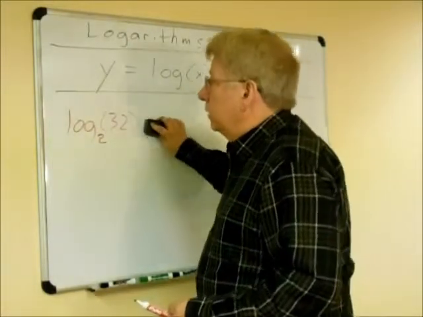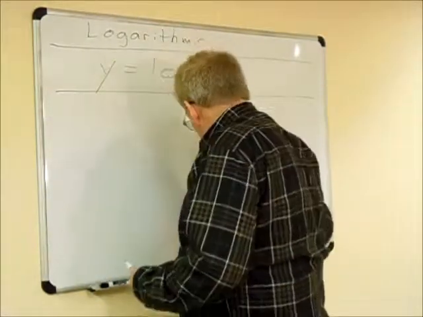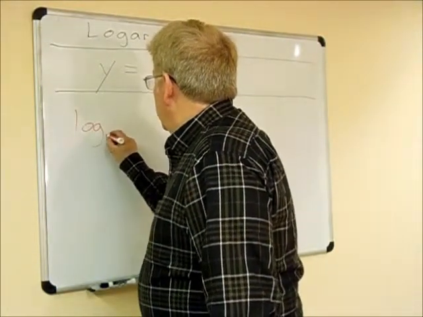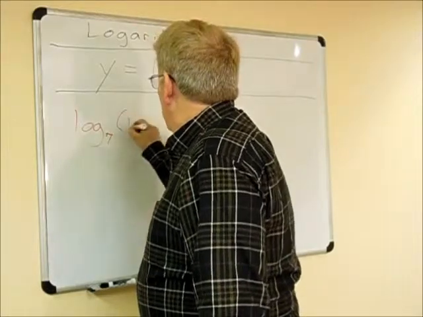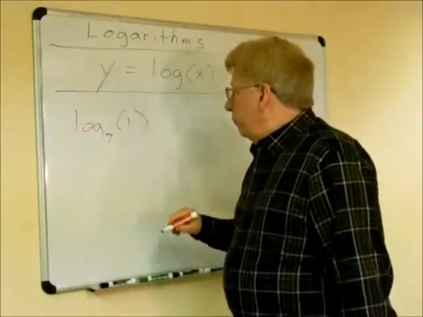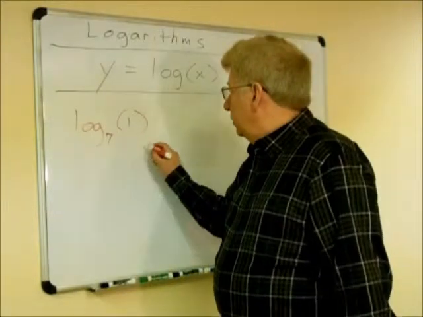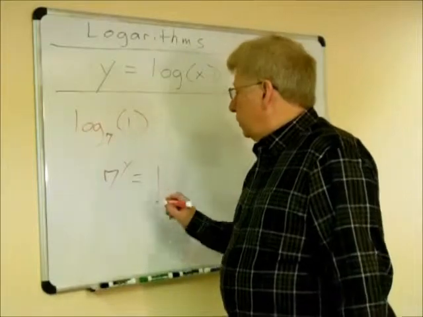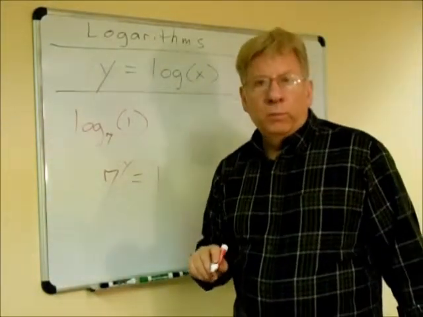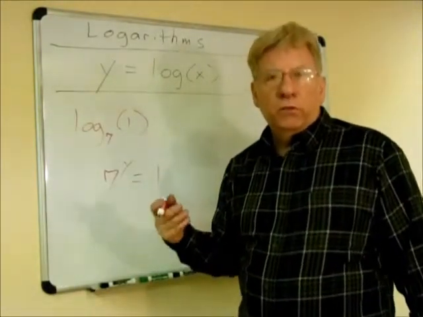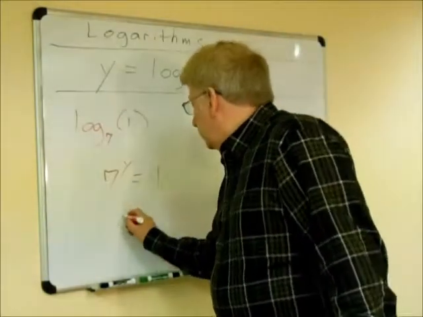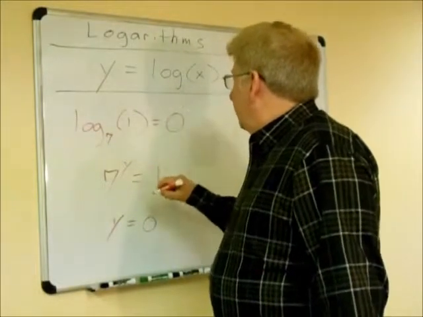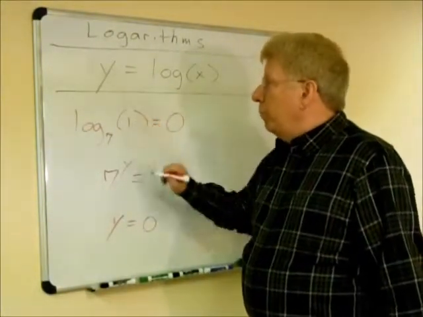Let's try another one. This time we'll use a base of 7. Log with a base of 7 of 1. What that's saying is 7 to the what will give us 1. Well, it would be 0. Anything to the 0 power equals 1. So that exponent would be 0. So the answer here is 0. 7 to the 0 is going to equal 1.